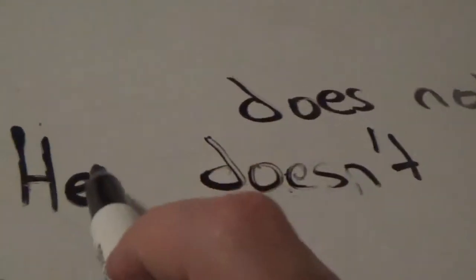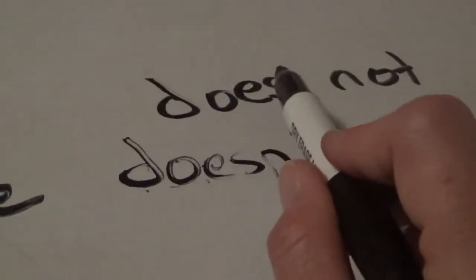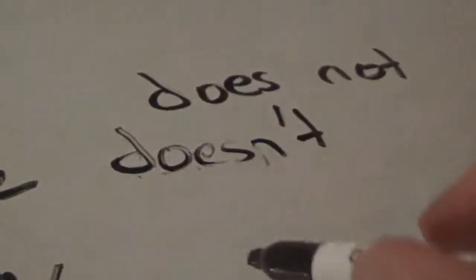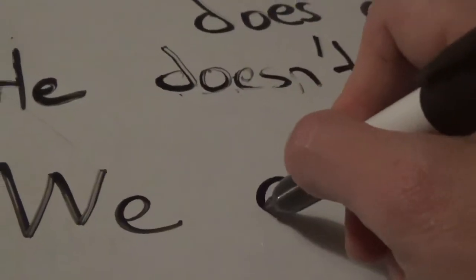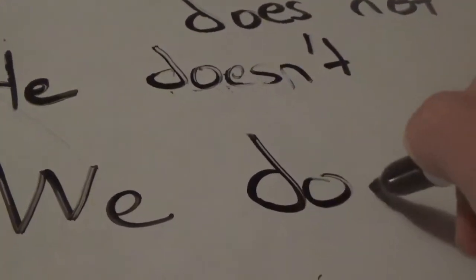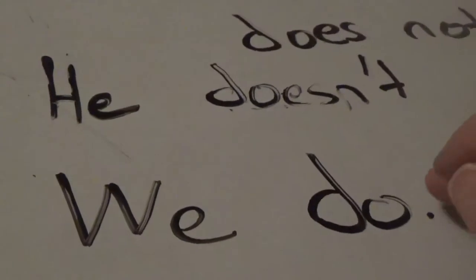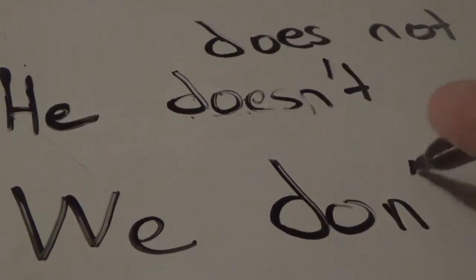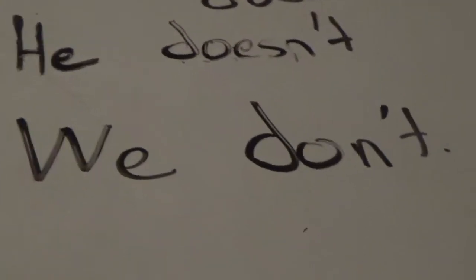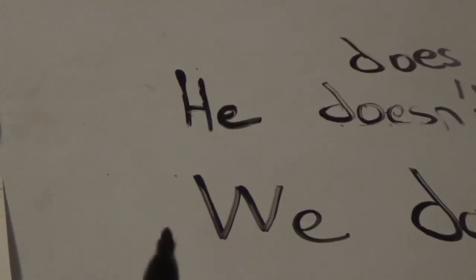So he is singular, so we need a singular verb that ends in S. He does. We is plural, right? So we need a plural verb that does not end in S. We do. He does, we do. We do, we don't. So just be aware of what that contraction means. Doesn't is a contraction for does not. Don't is a contraction for do not. So you have to figure out whether you would use does or do when you're dealing with contractions.